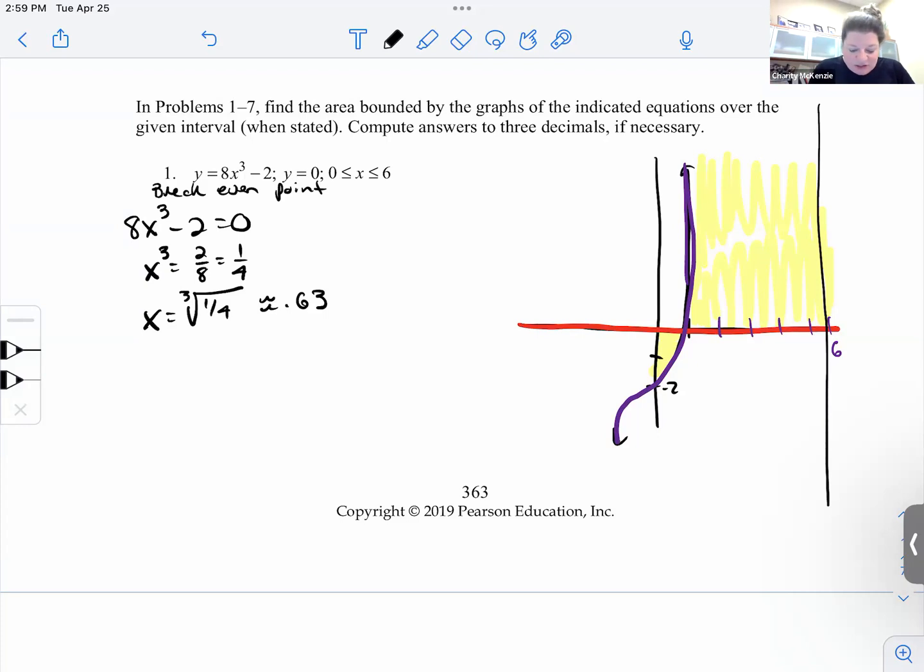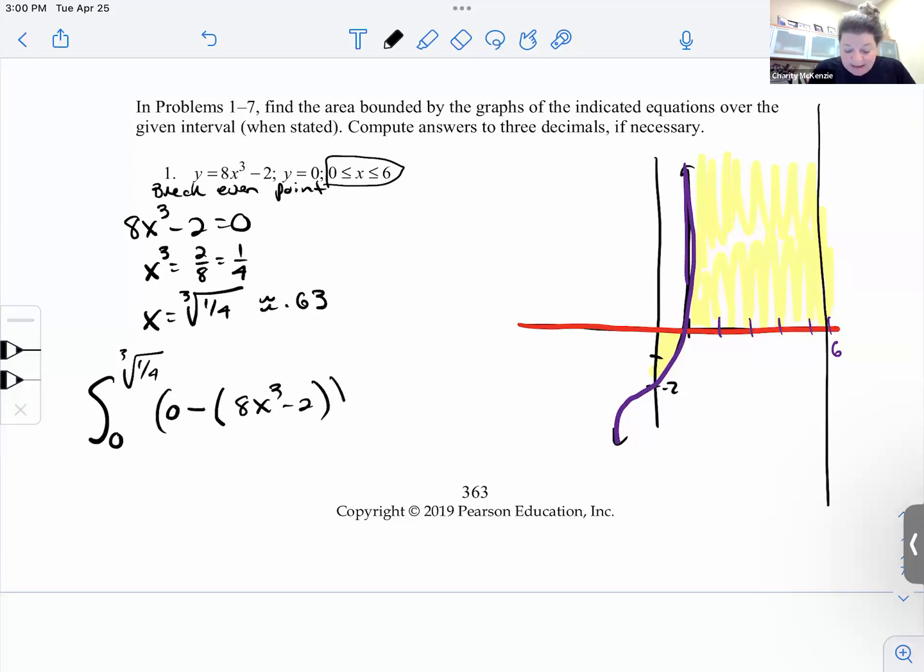So let's set up these two integrals. The first one is going to go from 0, which is our lowest number right here, to the third root of a fourth. And it's going to have the red function on top minus the purple function.